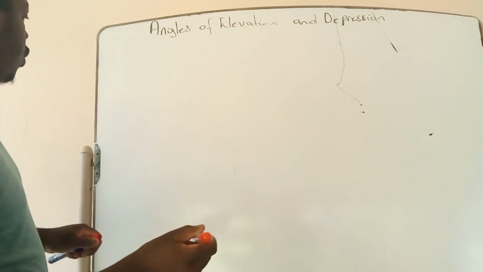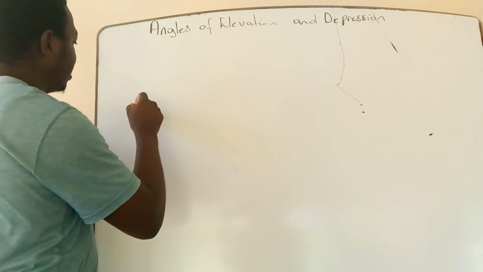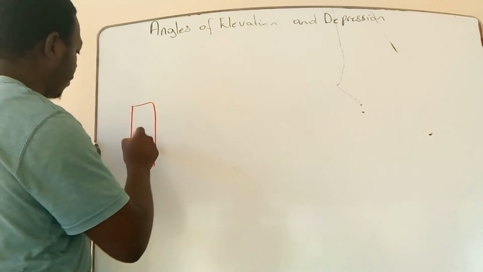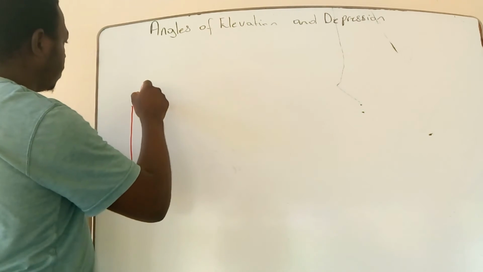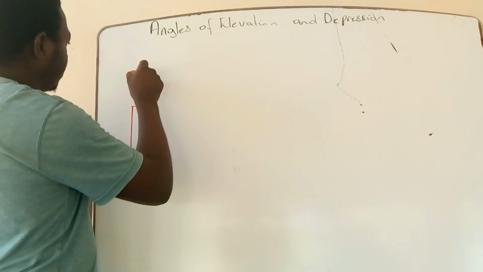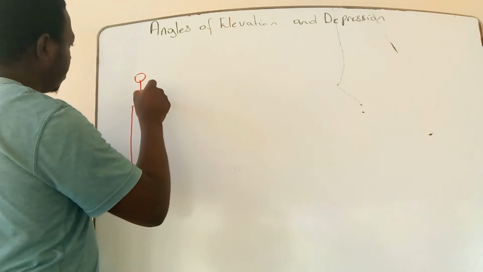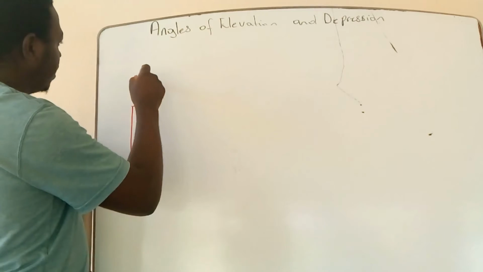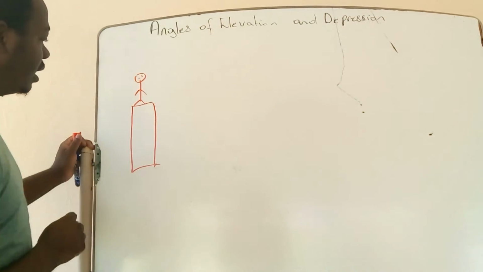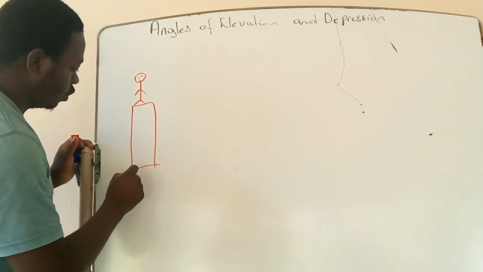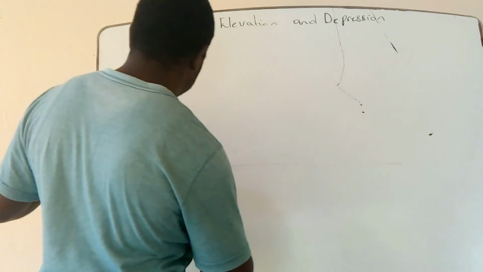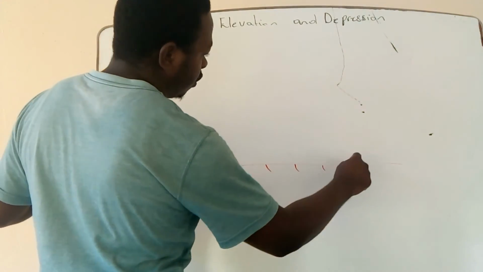So let's say now you're standing on top of a building, right? So you are here. You're standing on top of a building. Now the building is on the ground, right? So this would be a representation of the ground.